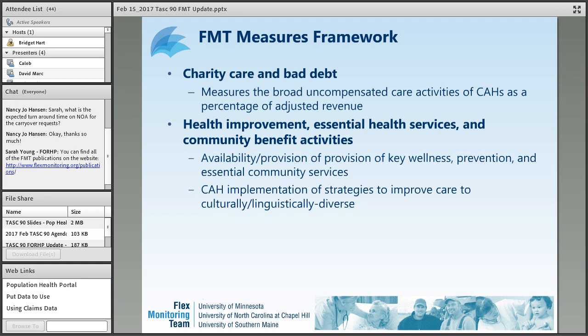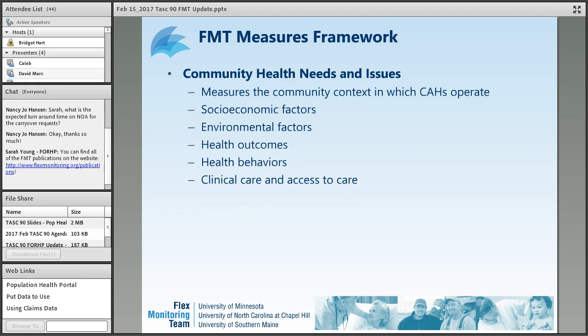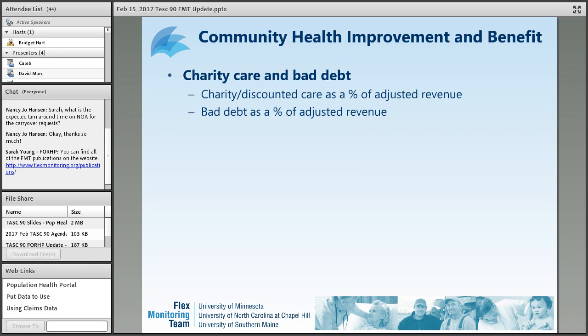And then on the other side, we've identified through secondary data sources a variety of health improvement, essential health service, and community benefit measures that can look at the health of a community, provide some context, and provide us a way of looking at what the vulnerabilities of rural communities might be where CAHs are located. So we're doing this to measure the community context. We've got socioeconomic factors, environmental factors, outcomes, health behaviors, and access to clinical services.